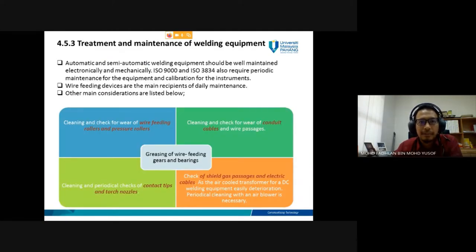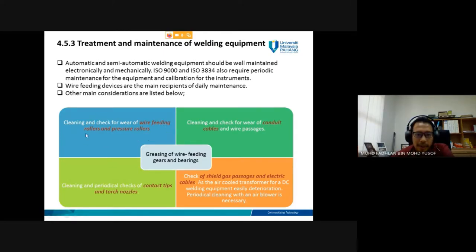And then treatment and maintenance of welding equipment, as you can see, is all related to cleaning and checking, whether it is a periodic check or a preventive or maintenance check. Macam dia ada maintenance ni, kita ada preventive, corrective, dia ada dua peringkat lah.